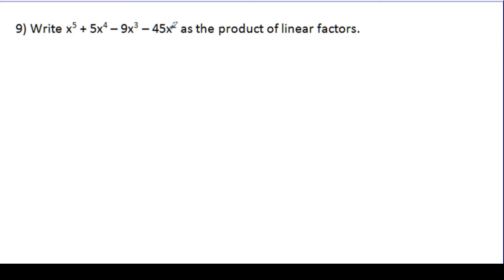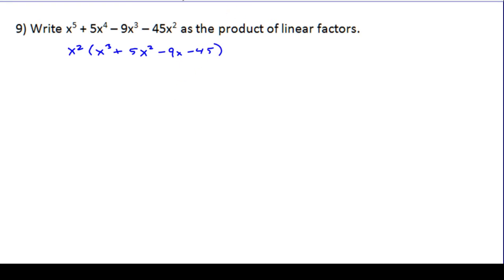So if I see anything like this, remember, higher order polynomials like x to the fifth are probably going to have some kind of GCF in them, and in this case it looks like they have an x squared. So let's remove the GCF first. It looks like I have x squared, and then I have x cubed plus 5x squared minus 9x minus 45.